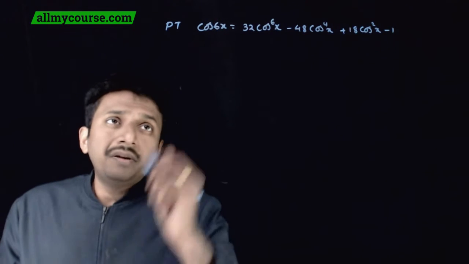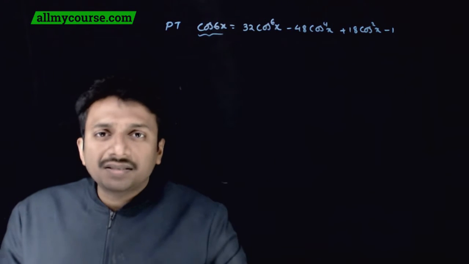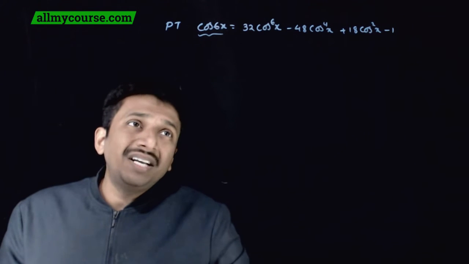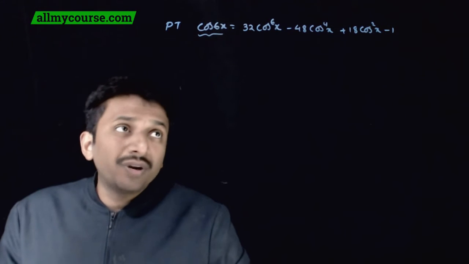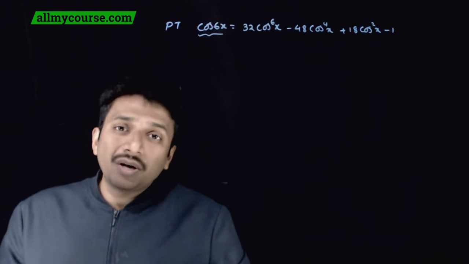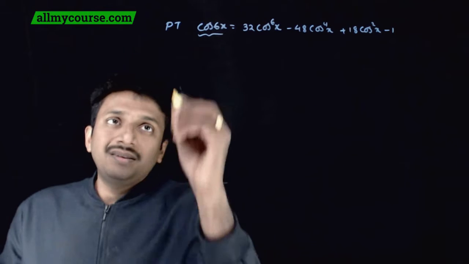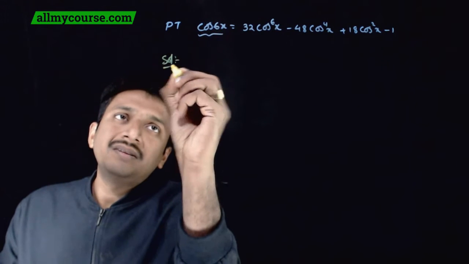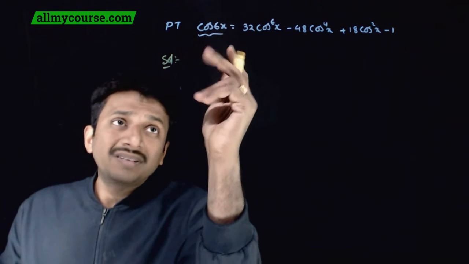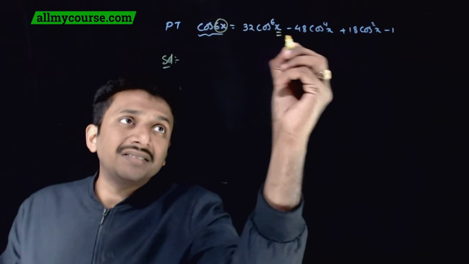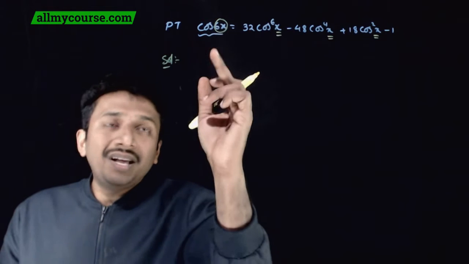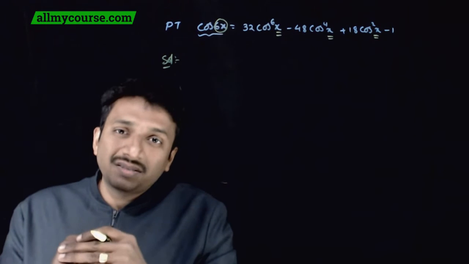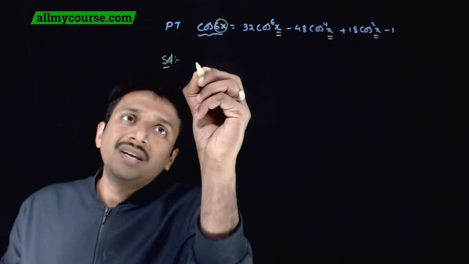So in this question, you're asked to prove that cos 6x is equal to 32 cos power 6x minus 48 cos power 4x plus 18 cos square x minus 1. So in the LHS you have 6x, in the RHS you have all x's. That means you slowly need to decompose the 6x into x's. So how do I do this?